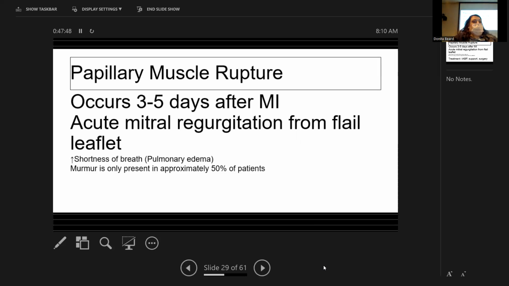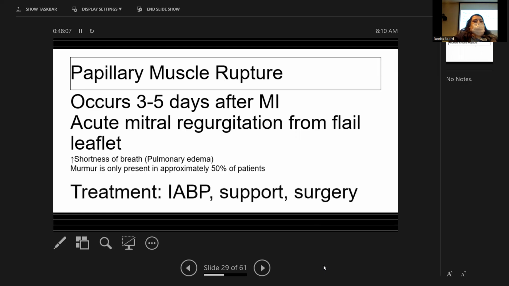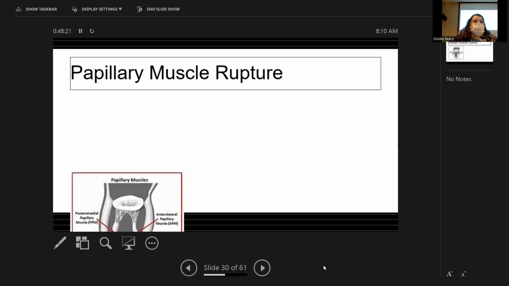Increased shortness of breath, it's very acute because it's so much volume and the heart has not had time to accommodate all of that. You often may not hear a murmur. So that's what can be hard, is about 50% of patients have a murmur of mitral regurgitation. And then usually the treatment for this is balloon pump early. This is one of the areas that we still use balloon pump a lot. It does seem to help significantly. You try to stabilize them and then get them to surgery as soon as possible.